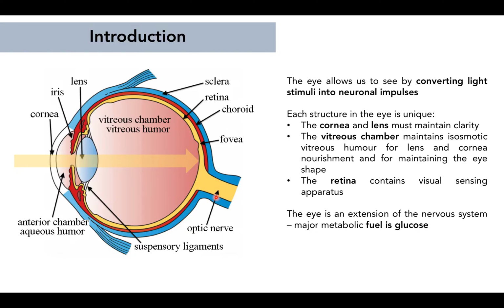One more thing is that because the eye itself is an extension of the nervous system, the major metabolic fuel used in the eye is also glucose, just like the nervous system.